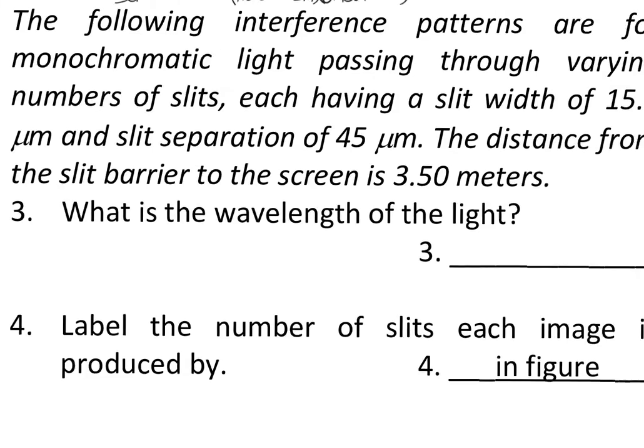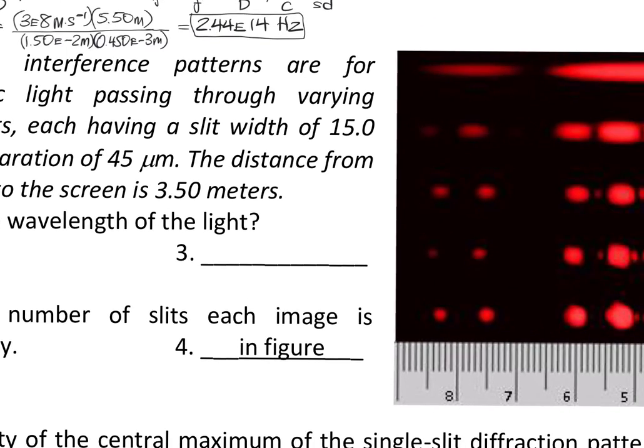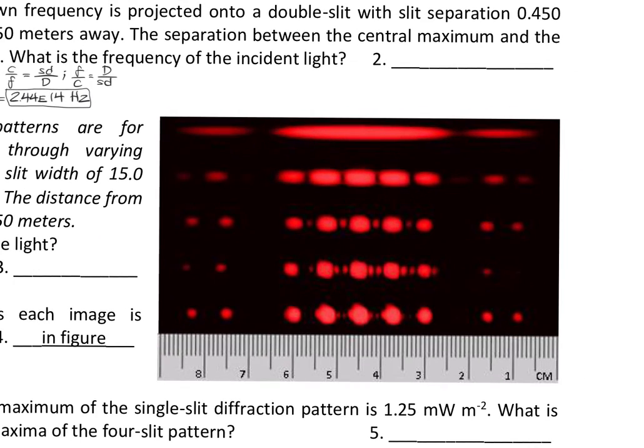So looking at the pattern we have here, we have 5 different slit patterns. We have single slit, and then 2, 3, 4, and 5 slit. But basically all that does is it changes the intensity of the maxima and kind of spreads them out more. But the actual positioning of the maxima does not change.